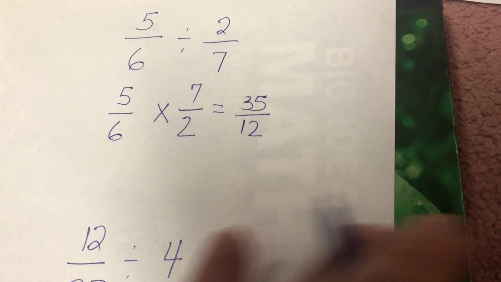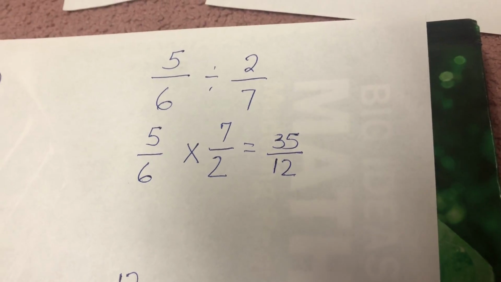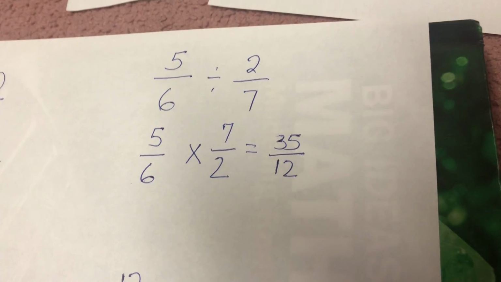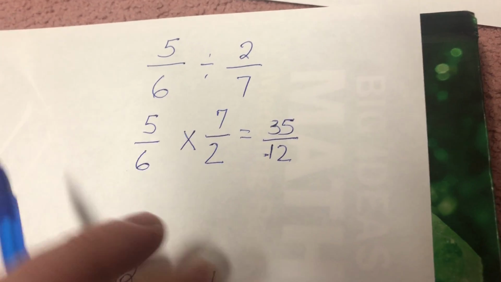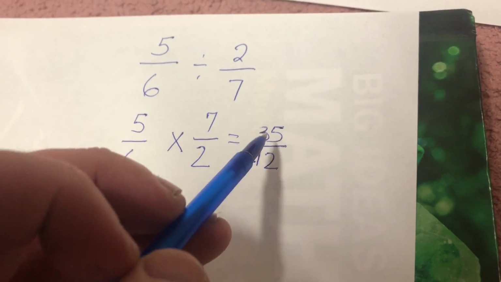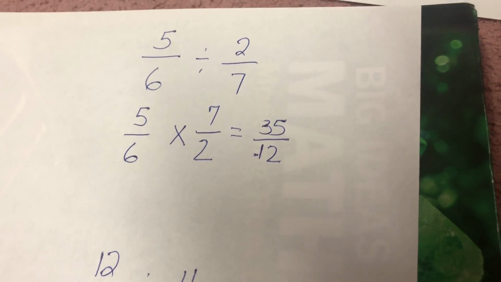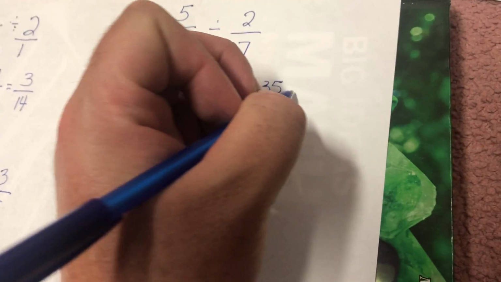And then I'm thinking, okay, now I have an improper fraction because 35, my numerator, is bigger than my denominator 12. So I need to actually do 35 divided by 12. I need to do the division problem that the fraction gives me.